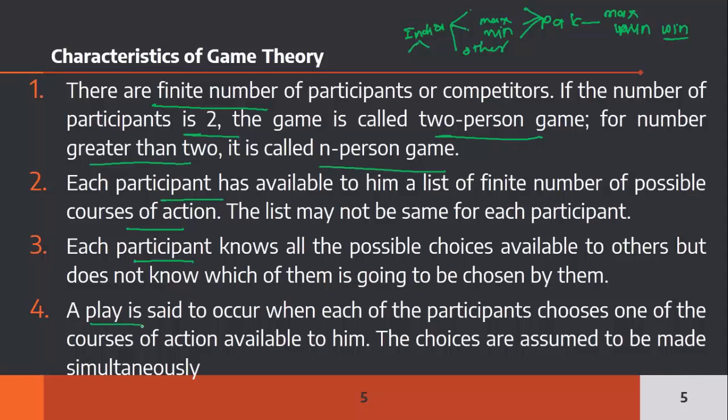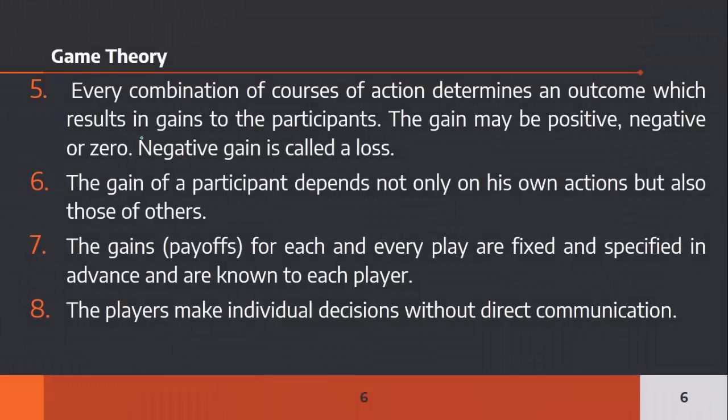Fourth characteristic: a play is said to occur when each of the participants chooses one of the courses of action available to him. When he chooses the course of action, the play starts. The choices are assumed to be made simultaneously, so no one gets information about the others' choices. Fifth characteristic: every combination of courses of action determines an outcome which results in gains and losses to the participants.